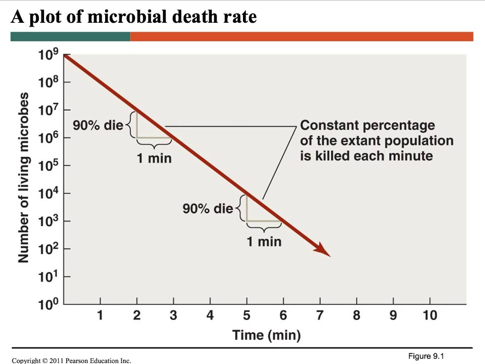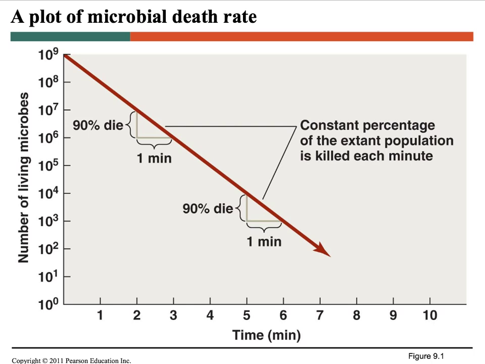So what we have is a plot of microbial death rates. And generally speaking, when you first apply your control element, you start killing off a lot of microbes at a go. Usually, every minute or every time increment, you're killing 90% of them. So, if there's a billion microbes out there, in the first time increment, you're going to be killing 900 million of them. In the second time increment, you're going to be killing 90 million of them. In the third, you're going to be killing 9 million. In the fourth, you're going to be killing 900,000. So you can see that as time goes on, you're killing less and less and less. It's the same fraction, but you're killing fewer microbes total.